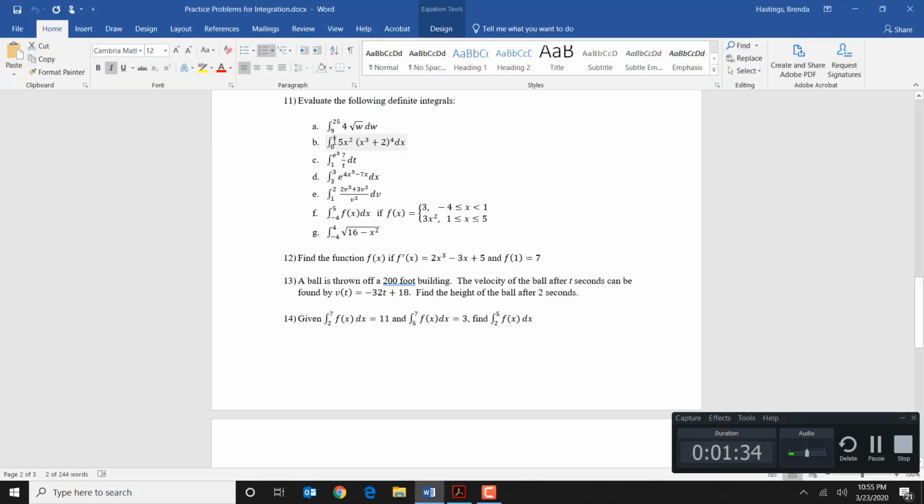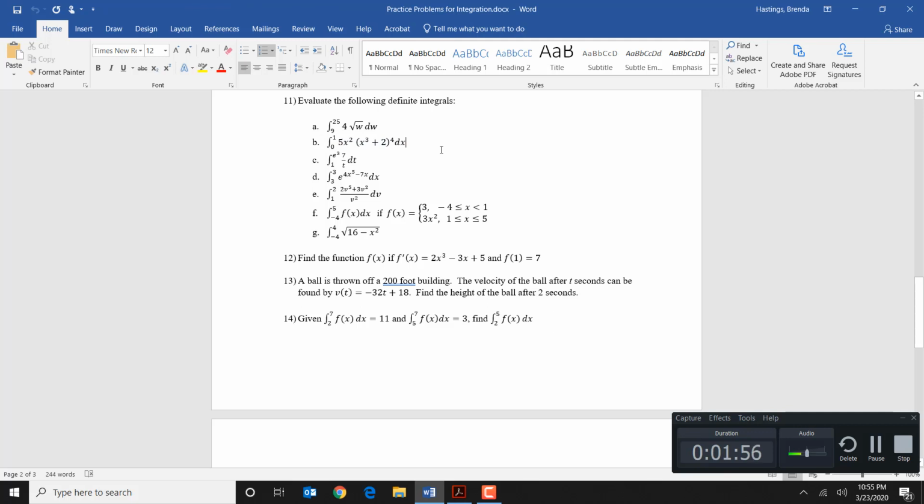I'm integrating from 0 to 1 of 5x squared times (x cubed plus 2) to the 4th. As you can see, I don't have any product rule for integration, and if I wanted to distribute this out, I would have to take x cubed plus 2 and multiply it by itself 4 times, and I really don't want to do that. So I'm going to try my u substitution here.